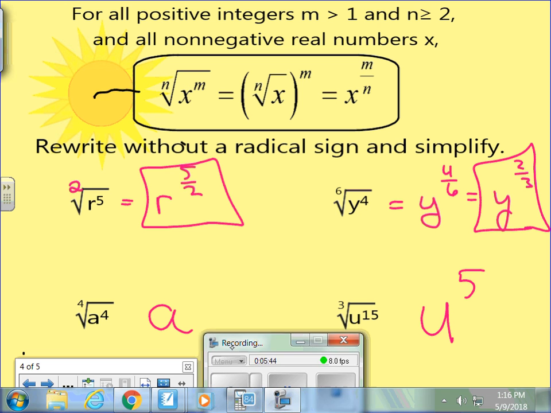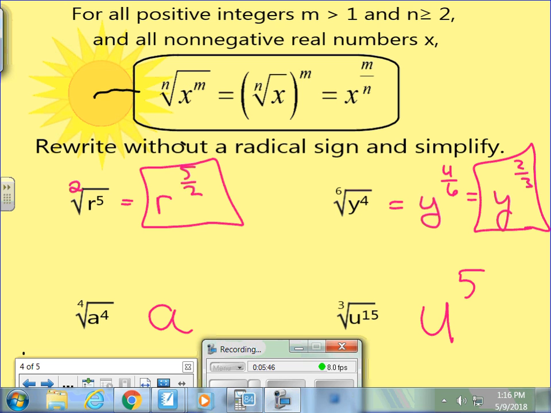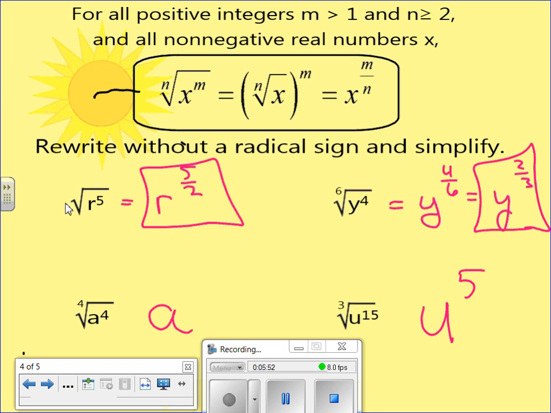We've actually already done these 4 problems because I forgot to click record, so you can kind of just see what we did. In the first one, the invisible 2. This was an invisible guy. So we discussed how square roots have an invisible 2 right here. The 2 swings down and becomes the denominator of the 5. So the final answer was r to the 5/2.